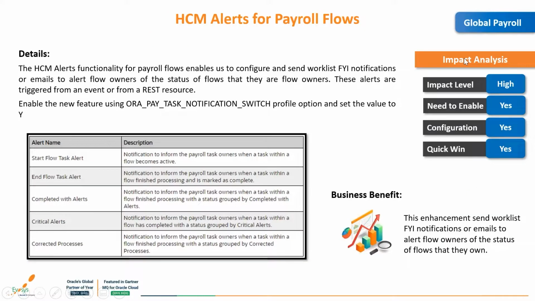The next feature that we have here is HCM Alerts for payroll flows. In the payroll flows, we all know that we have task notifications. These notifications are sent when the process starts, ends, results in error, or in warning. These are not very flexible because we cannot make any changes to the notification format or content. So now Oracle has replaced these notifications with HCM Alerts.